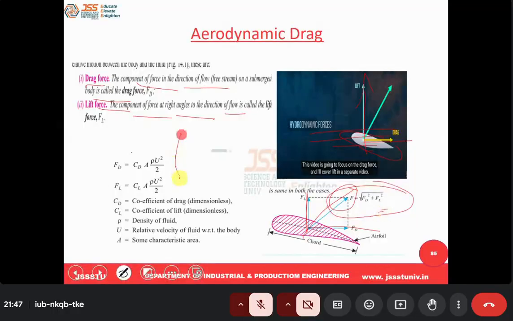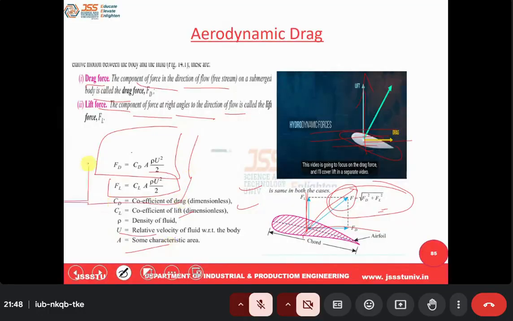Now to calculate these, Fd is given by the equation CD times A times rho u square by 2, whereas lift force is CL times A times rho u square by 2, where CD is called the coefficient of drag, CL is called the coefficient of lift, rho stands for the density of the fluid, U stands for the relative velocity, and A is the characteristic area. By using these two, we are going to calculate Fd and Fl.